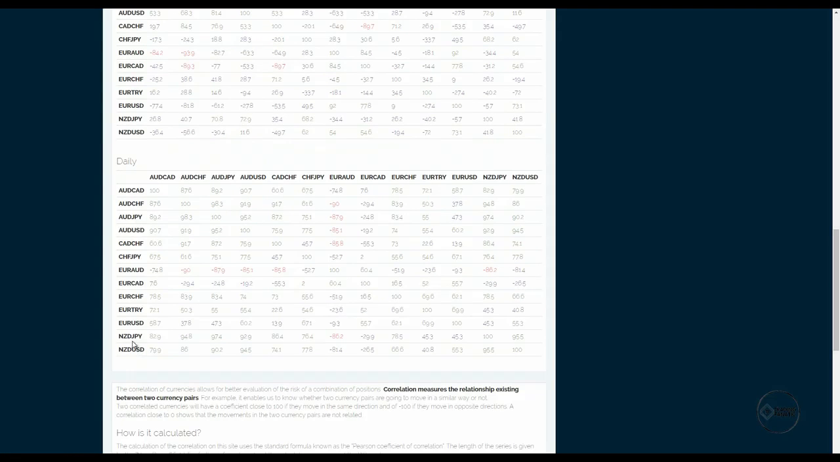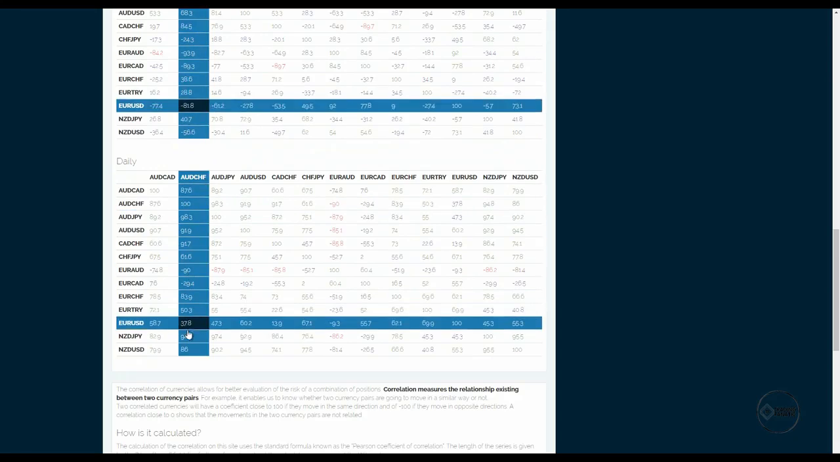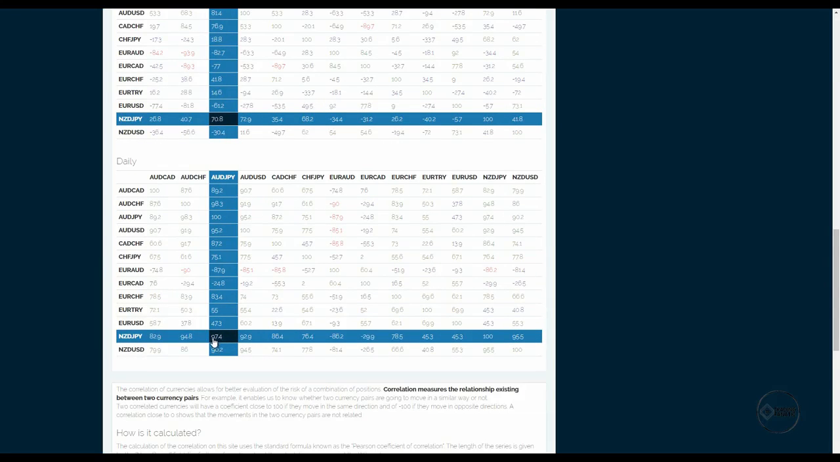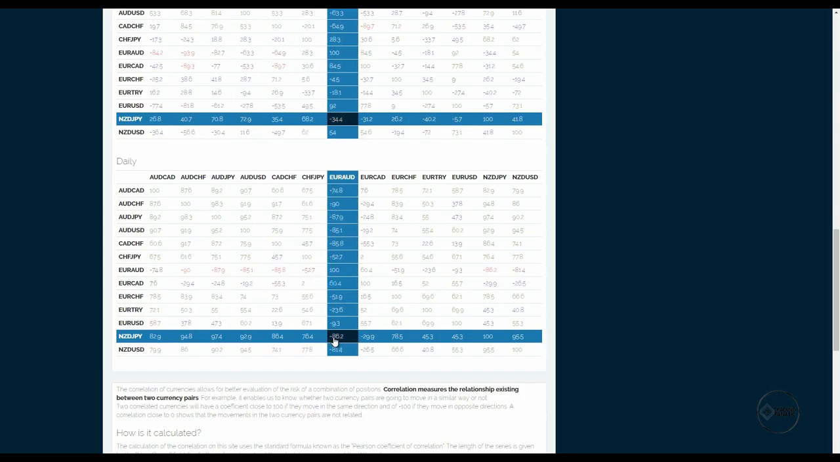Let's say we will be trading NZD-JPY. So we have Aussie Swiss franc with 94% positive correlation, Aussie JPY as well, very nice 97%, and for opposite correlation we will use Euro Australian dollar. So let's get into the charts quickly.